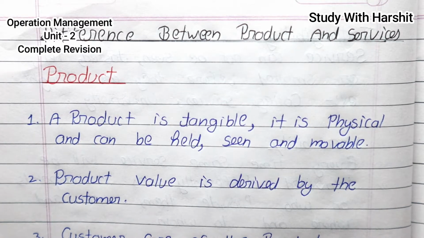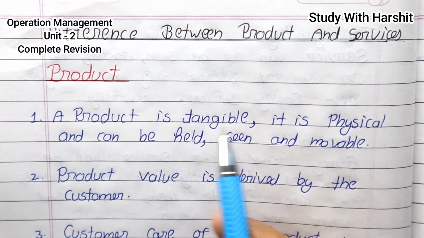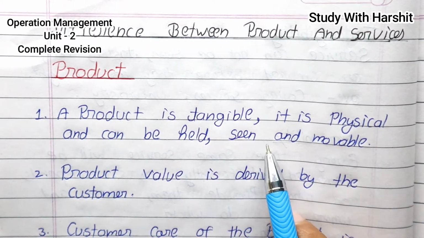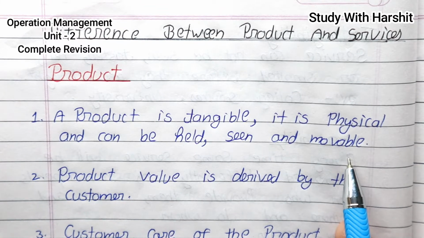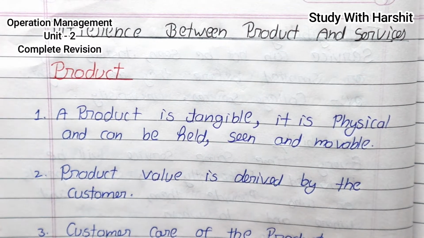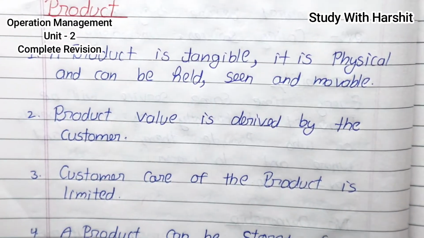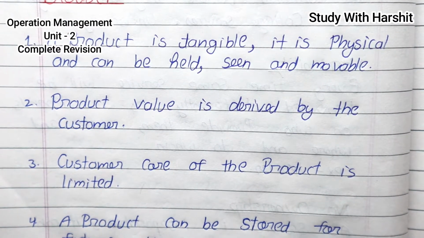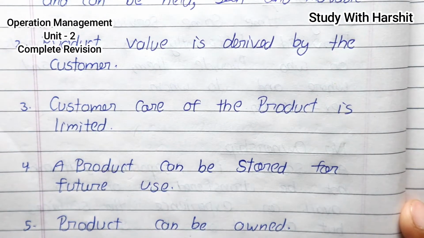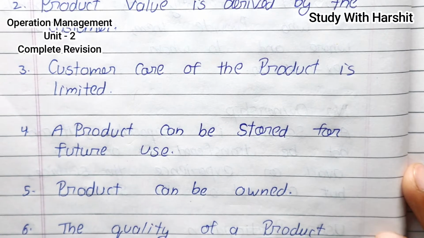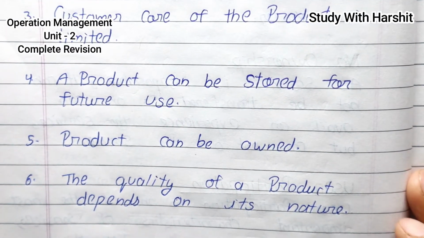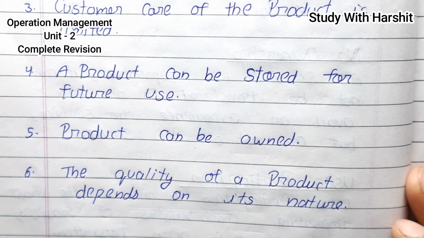Difference between product and services. Now discuss first of all product. A product is tangible, it is physical and can be held, seen and moved. Product value is derived from the customer. Customer care of the product is limited. A product can be stored for future use. Product can be owned. The quality of a product depends on its nature.